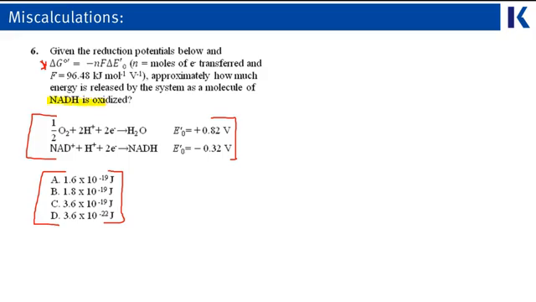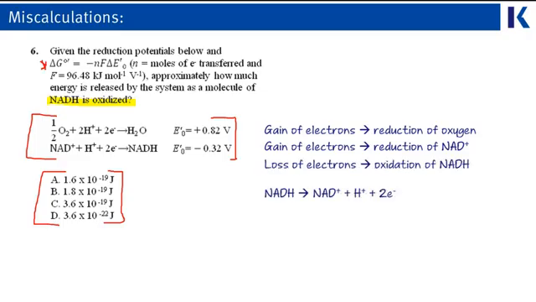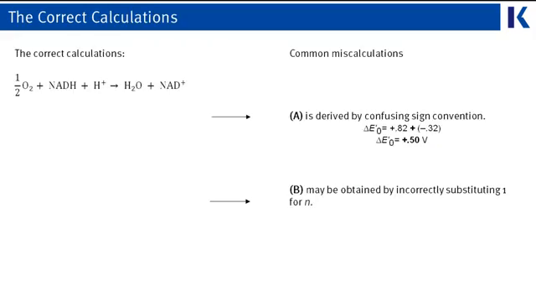We know that NADH is oxidized, or in other words, it's losing electrons. If NADH is oxidized, then oxygen must be reduced. Now the reduction of oxygen is shown in the top half reaction. However, the bottom reaction shows the reduction of NAD+. To obtain the oxidation of NADH, the direction of the reaction will need to be reversed. Putting the two together gives the reaction we see here.